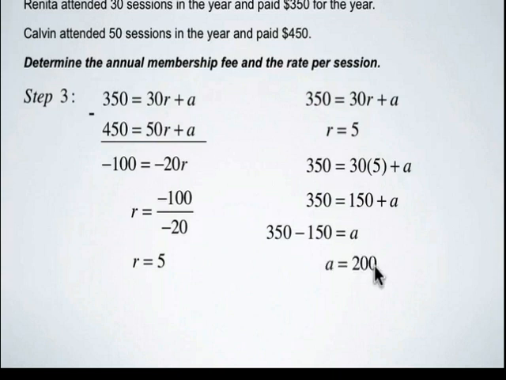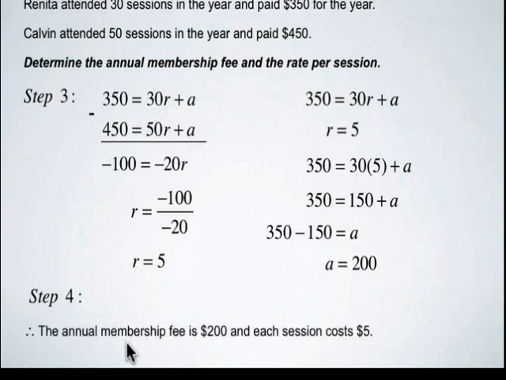And remember, A represented the annual membership fee, and R was the amount charged per session. So we're going to answer the question now. Therefore, the annual membership fee is $200, and each session costs $5.